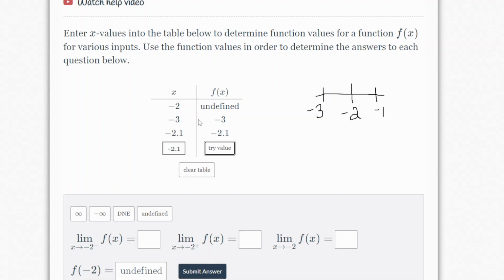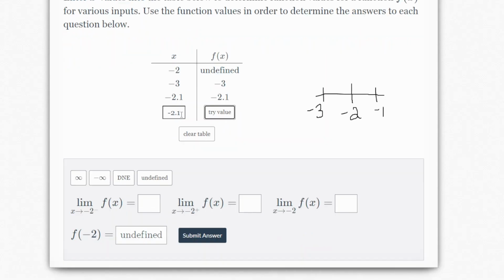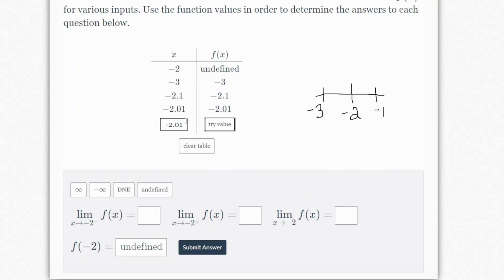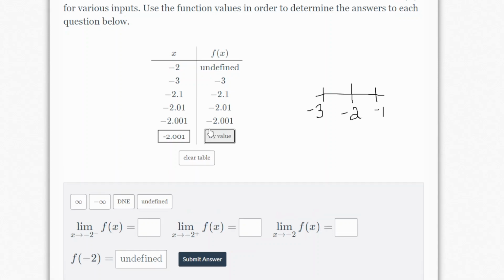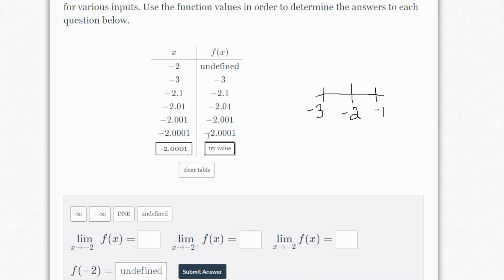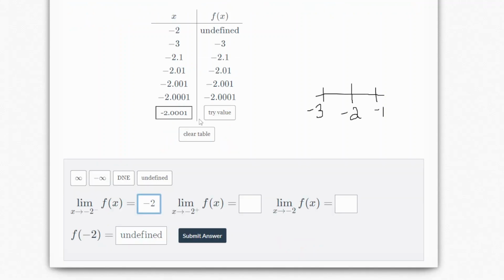Sometimes kids ask me, is it necessary to go through each of these numbers? Can you just go ahead and do like negative 2.0001? You can, but I like seeing the trend because again, it's not about what number we're at, it's what we're approaching. And it's nice coming closer to it to make sure there really is a pattern. And this problem will show you that it matters. Okay, so it looks like the closer I'm getting to negative 2, I'm really just getting negative 2 as my y. Okay, let's try from the right.